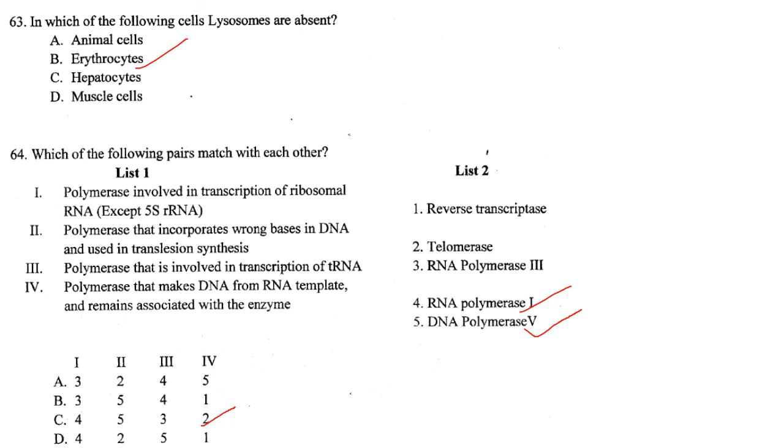Then you have polymerase that is involved in transcription of tRNA. So it is RNA polymerase 3. And polymerase that makes DNA from an RNA template and remains associated with the enzyme, it is telomerase. Answer is 4. So the correct answer is 4, 5, 3, 2. Sorry, 1, 4, 2, 5, 3, 3 and 4, 2. Answer is option C.